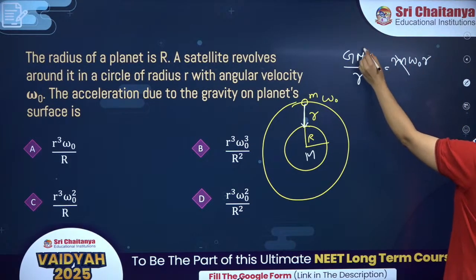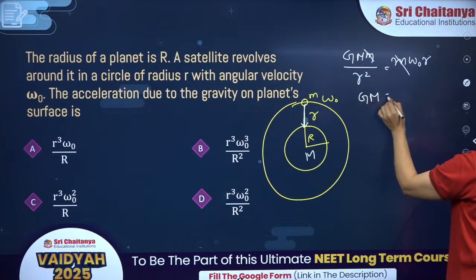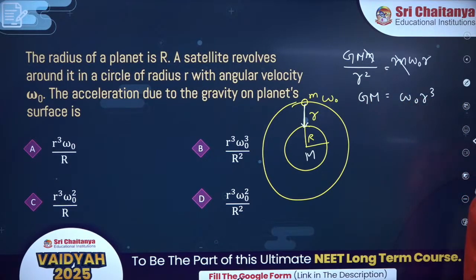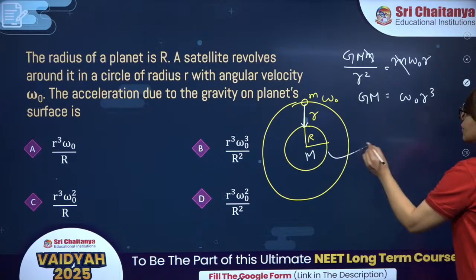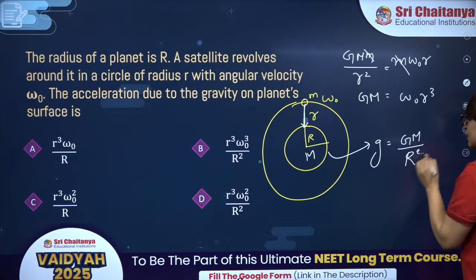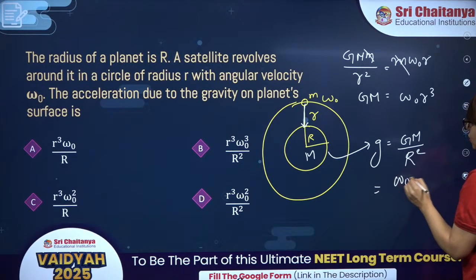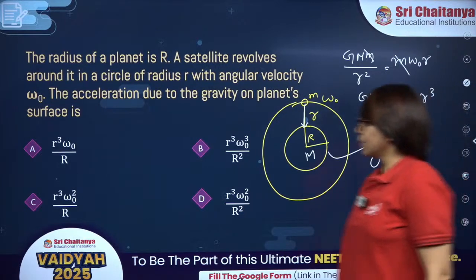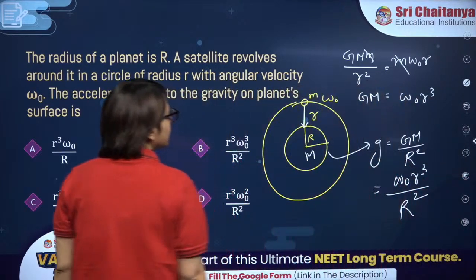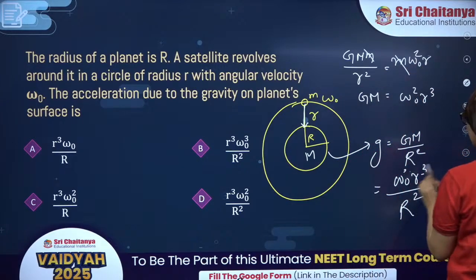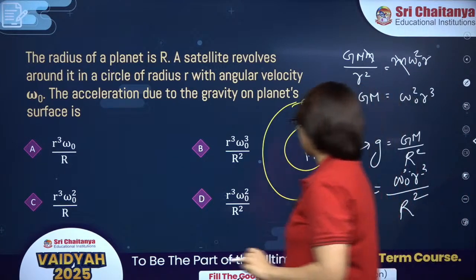So cancel. So we have GM as omega naught into r cube, right? Now what is the acceleration due to gravity on the surface? It is GM divided by r square. GM is omega naught into r cube divided by r square. Omega naught square into r cube divided by capital R square.